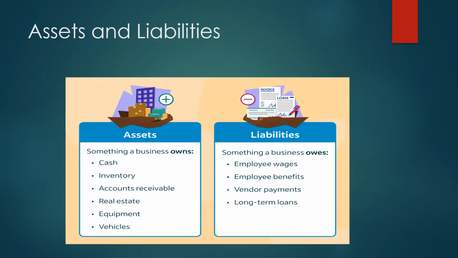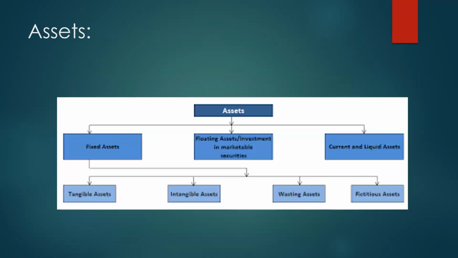Next, an asset is something a business owns, that is cash, inventory, accounts receivable, real estate, equipments, vehicles, etc. And liability is nothing but something a business owes: employee wages, employee benefit, vendor payments, long term loans, etc. Next, we are going to see the classification of assets.